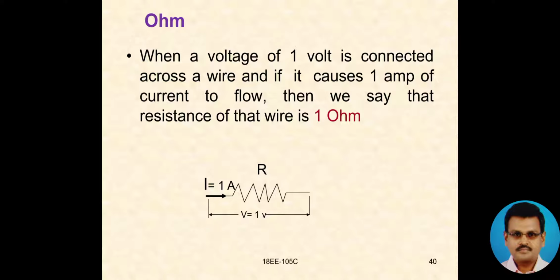As we discussed in detail about the voltage and current in this session, voltage is a synonymous form of potential difference. As shown in the figure, when a voltage or potential difference of 1 volt is connected across a wire, and it causes 1 ampere of current to flow through that conductor, then we can say the resistance of that wire is 1 ohm.